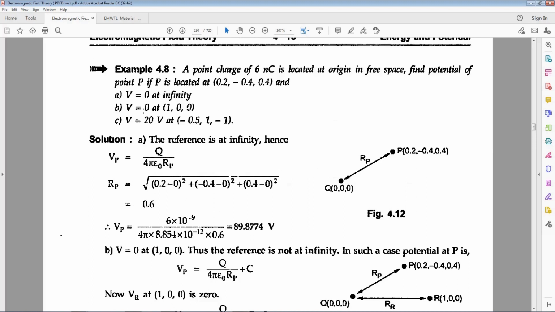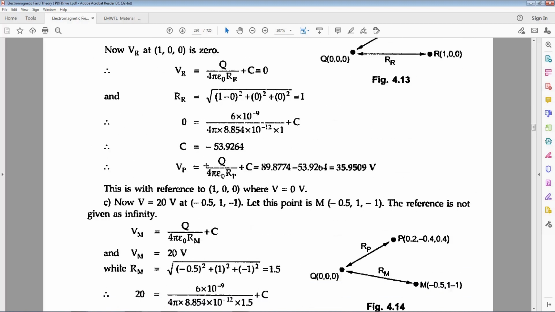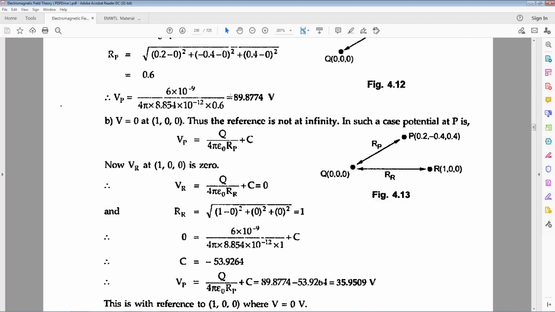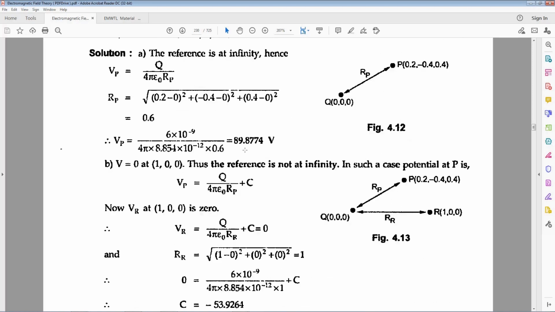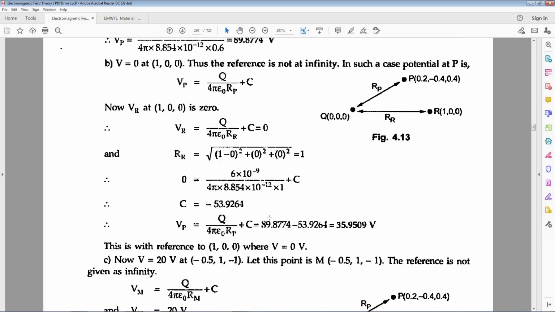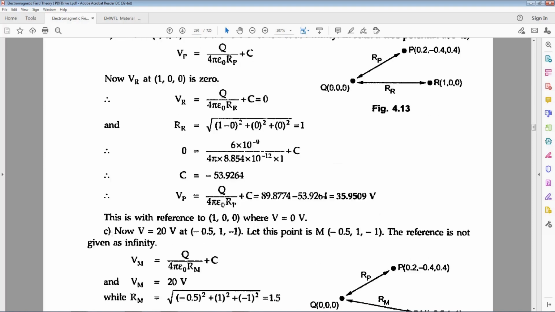So what they're asking here, V is equal to 0. Find the potential V equal to 0 at 100. Means V suffix P is equal to 35.950. By adding this term for V suffix P, 89.8774 we already got, and subtract the C value here, minus 53.9. Totally we will get 35.9509 volts. This is with the reference of 100, where the voltage V is equal to 0.